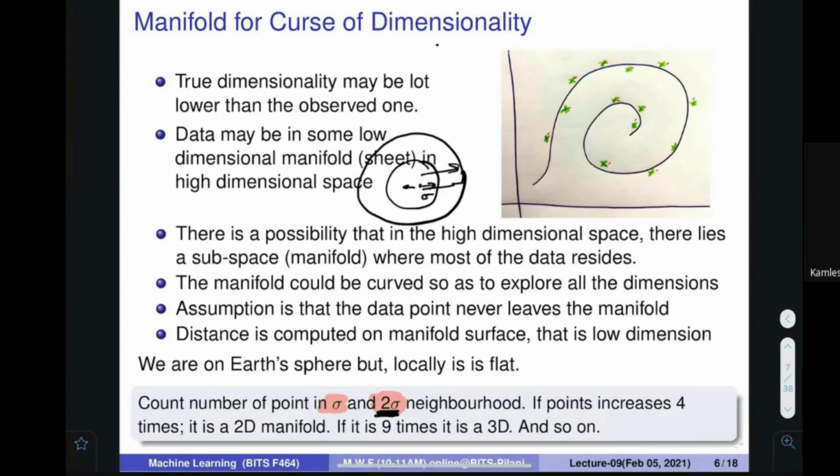If the data items double, what does it mean? It looks like your data is linear. If it becomes 4 times, it looks like the data is in 2 dimensions. If it becomes 8 times, it looks like the data is in 3D. Any question on that? Similarly, you can find out the actual dimensionality of the data.